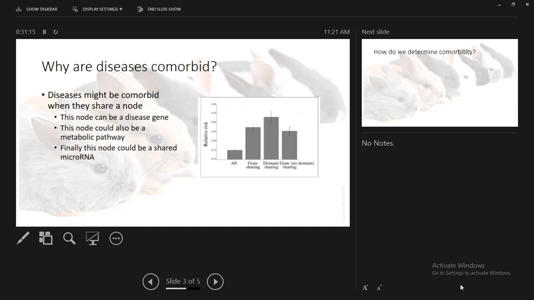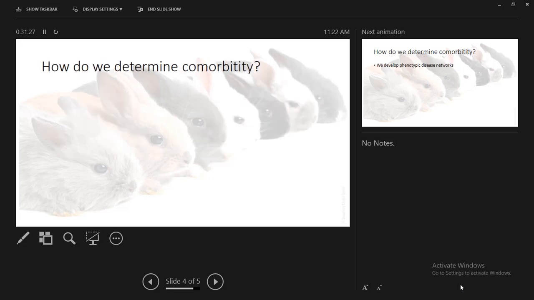And so this, I don't know, you can say what you want about this and whether or not this is very meaningful, but you need this to compare to this. Okay? All right, so how do we determine comorbidity? So we've got some mechanisms. They might share a gene. They might be part of the same metabolic process if they're metabolic diseases. They might share microRNA.